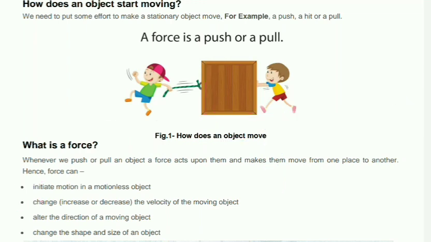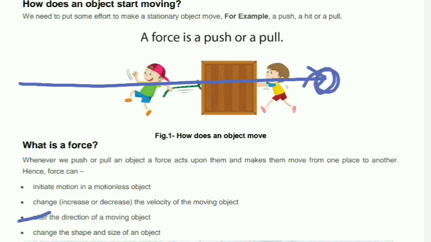If the object is moving, then its direction can be changed with the help of force. Just like while playing cricket, the bowler bowls the ball, and the ball comes in a particular direction. Suppose the batsman is standing here. Then what will happen?